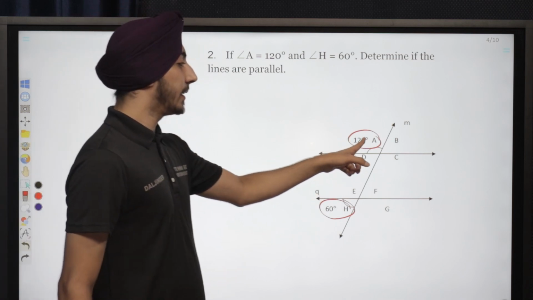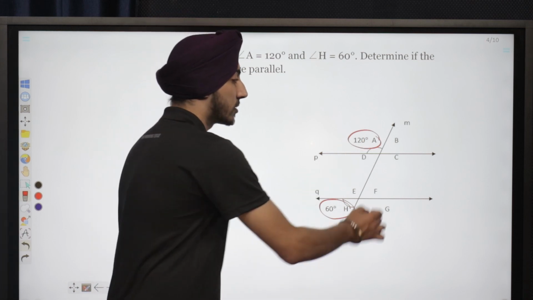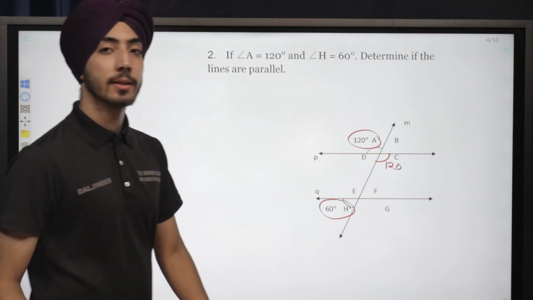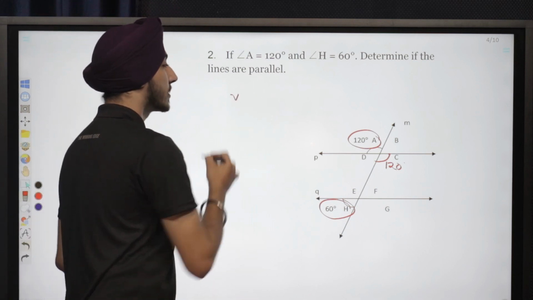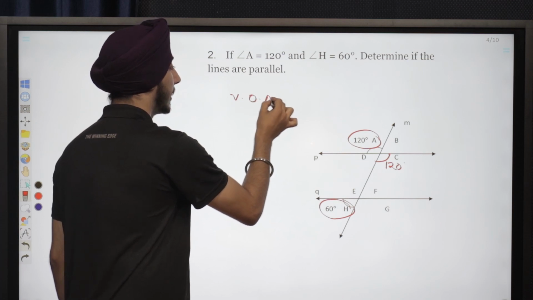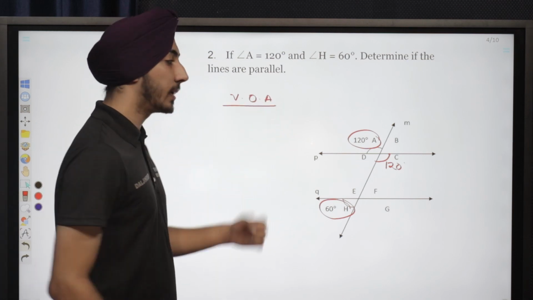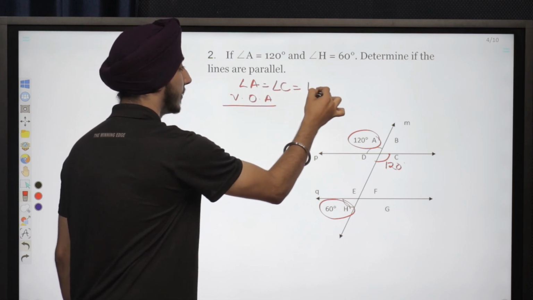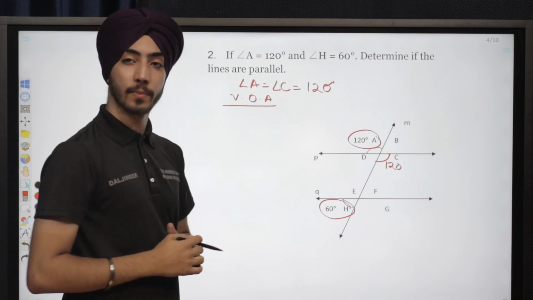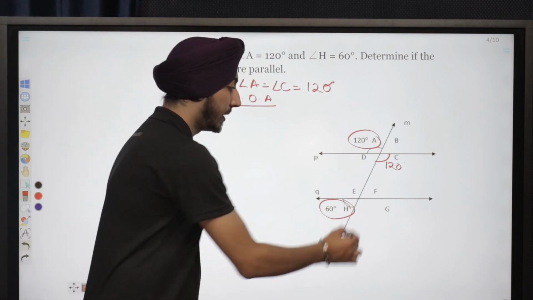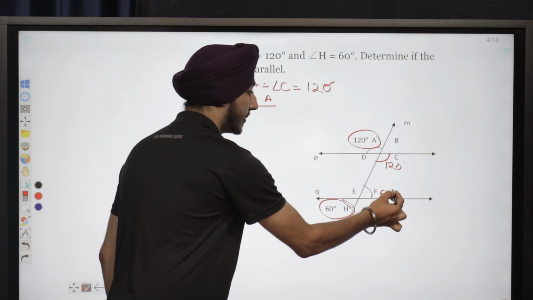So you see this angle A is 120 degree. So angle C will also be 120 degree, and reason we know, what is it? They are vertically opposite angles. We have just done, so I will just write down in short form, vertically opposite angles. But in exam you have to write down properly. So angle A equals to angle C equals to 120 degree. Alright. Now similarly, angle H is 60 degree given here, and angle F will also be 60 degree.